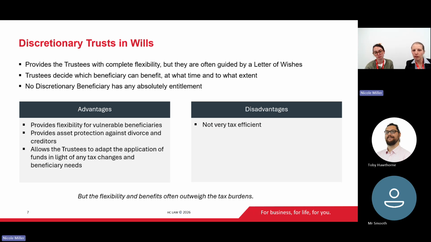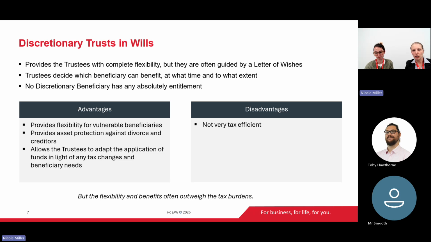The trustees themselves do have complete flexibility as to how the funds are applied. This means that although you'd have a class of beneficiaries, there might be 5 or 6, 10, 20, however many beneficiaries in that class, none of those beneficiaries are entitled to a single penny from the trust. They just have a hope that at some point the trustees will appoint some funds, whether it's capital or income, to them for their benefit. But it's down purely to the discretion of the trustee. So ultimately the trustees decide which beneficiaries can benefit from the trust, at what time and to what extent.